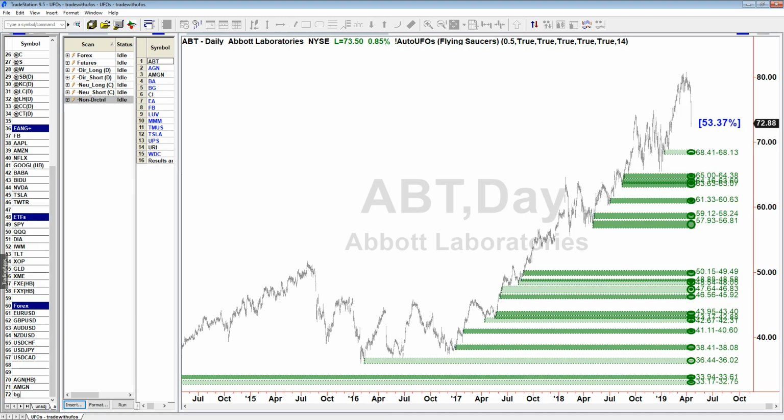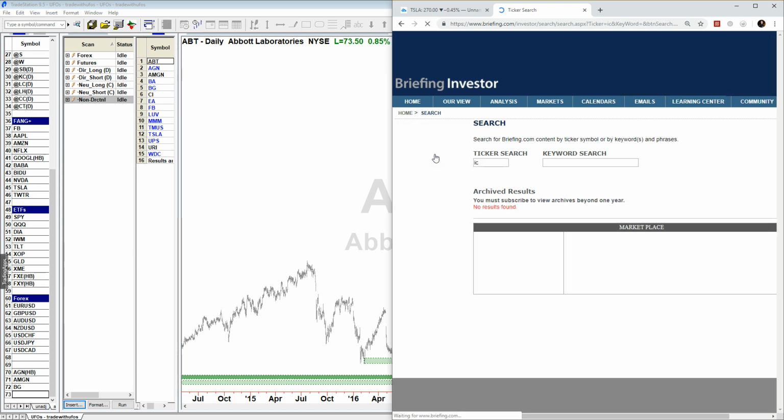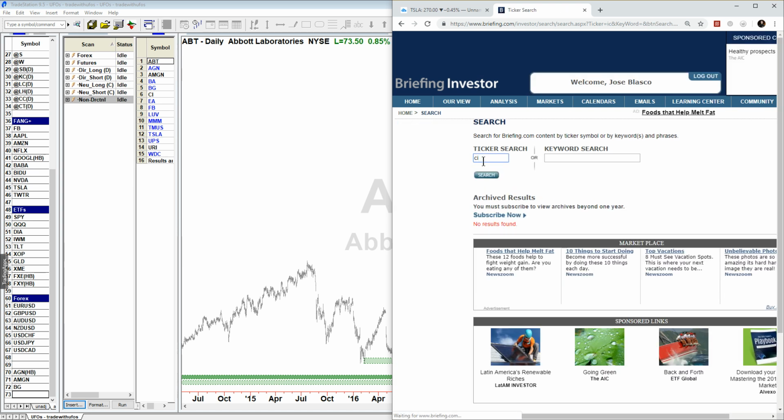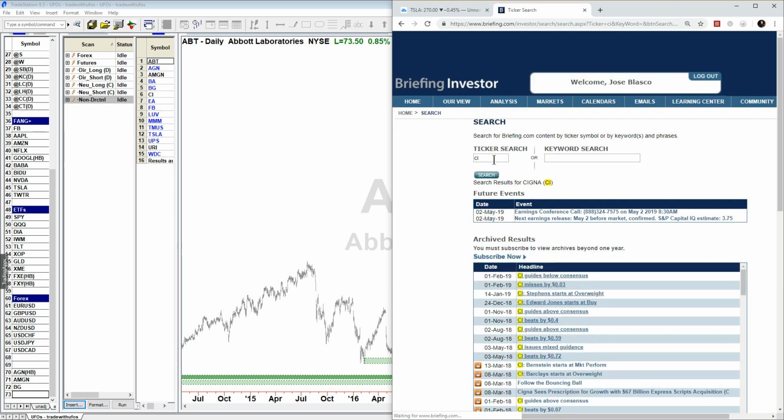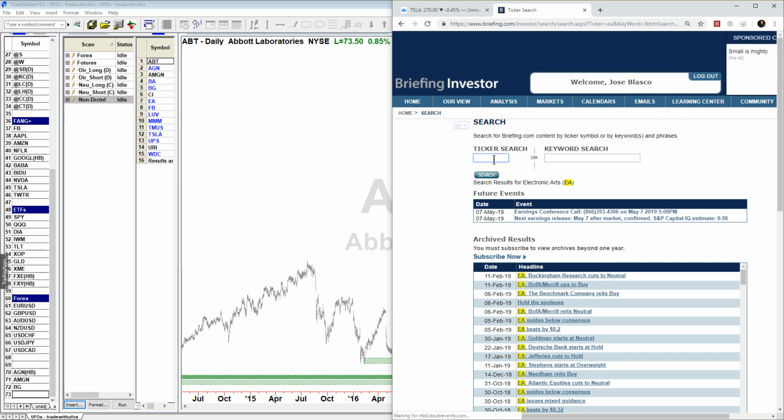So BG is valid with May 8. Then we have CI, that would be May 2nd. That's valid. Anything that is above and beyond April 26, I'm calling it valid at first. EA, it's valid. What else do we have? Facebook, FB.